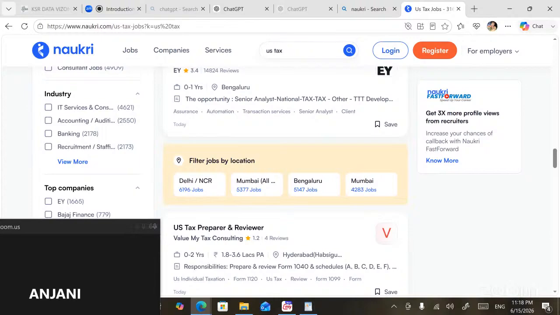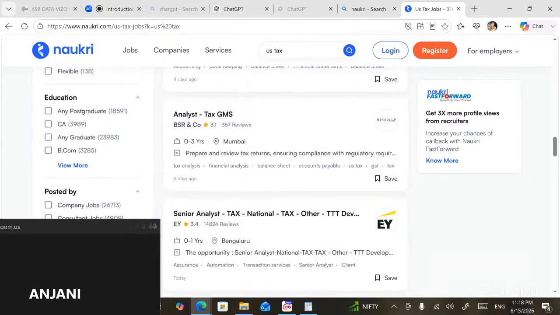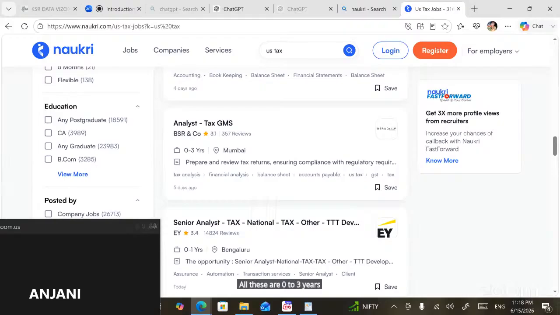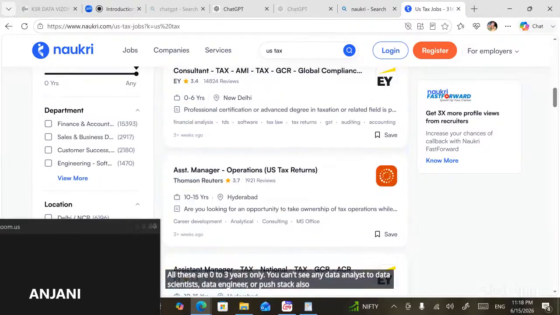See, 1040, Schedule ABCD, all these things, right? All these are 0 to 3 years only. You can't see any data analyst, data scientist, data engineer, or full stack roles. For freshers, there are this many openings, sir.